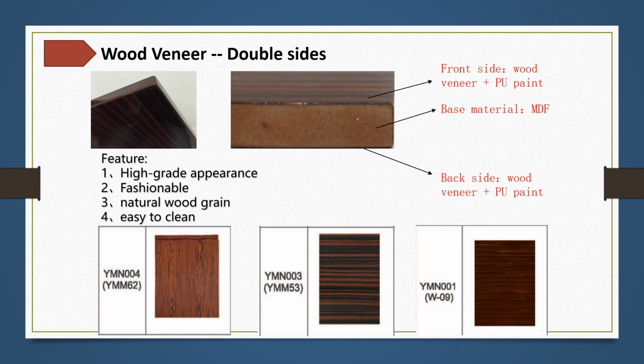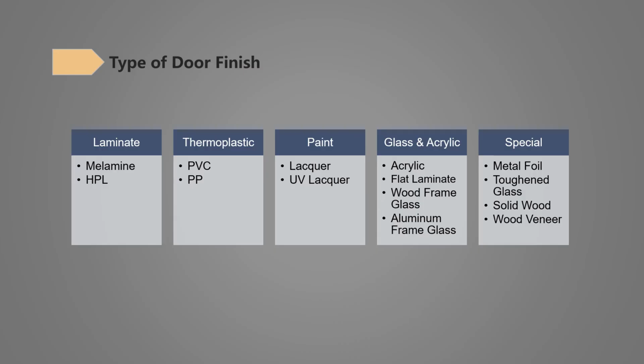For example, YMA001 stands for a flat melamine panel. The YMA stands for melamine door style. The number 001 stands for the first door style of melamine, which is a flat panel. So in combination, YMA001 stands for a flat panel door style of melamine.